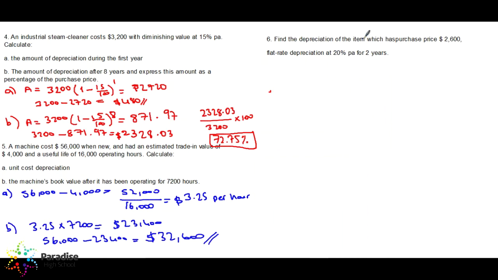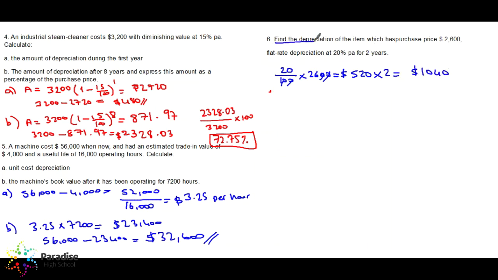Question number 6. Find the depreciation of an item which says purchase price 2,600, flat rate depreciation at 20% for 2 years. What is the total amount of depreciation? If 2,600 initial price, flat rate depreciation at 20%. So how much it's going to depreciate? 20% of 2,600. We can eliminate zeros here. That makes $520. It depreciates per year. In 2 years, how much? Times 2, it's going to depreciate 1,040.